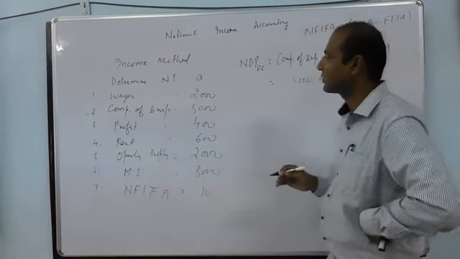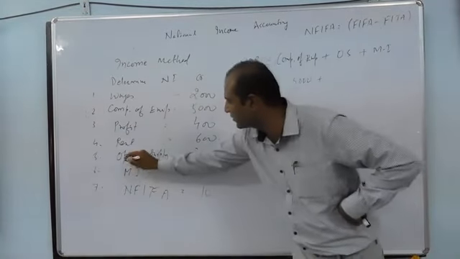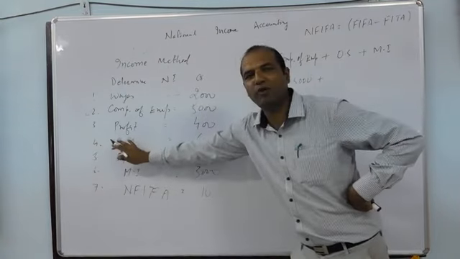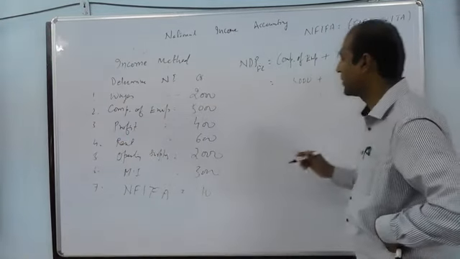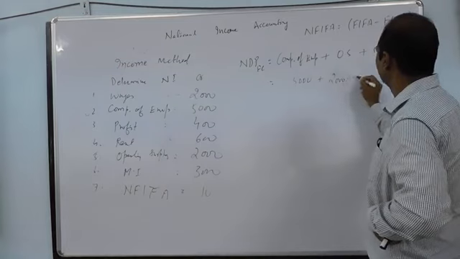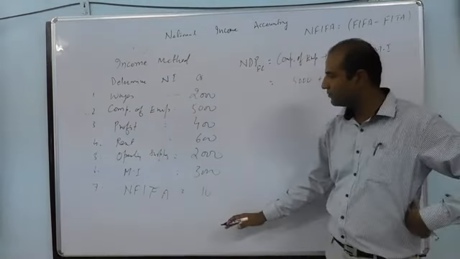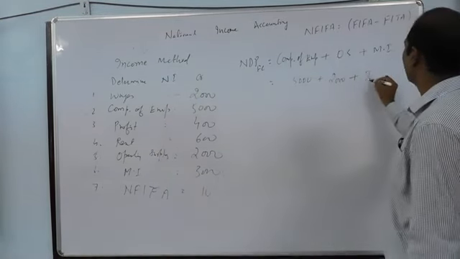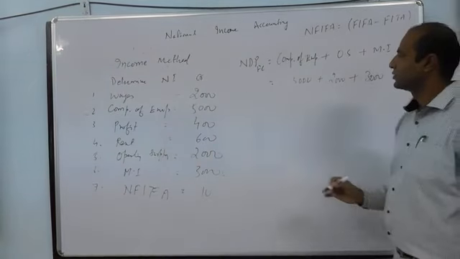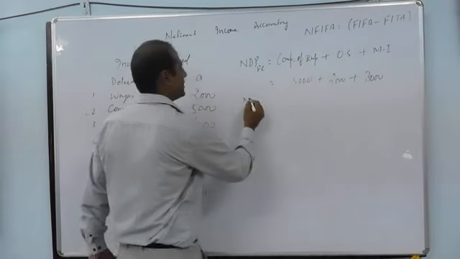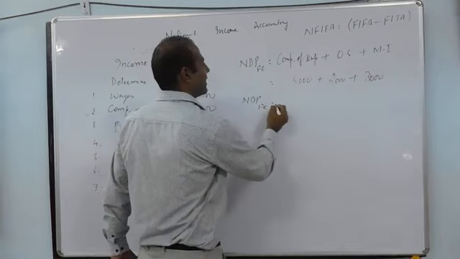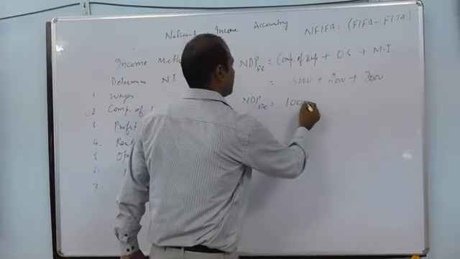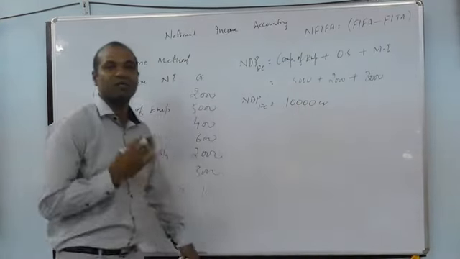Plus, how much is operating surplus? Look, first of all, it is given. Don't look at profit and rent. Only take operating surplus 2000. Is mixed income given? Yes, 3000. Plus 3000. So how much is your NDPFC? NDPFC is 10,000 crore. This is NDPFC.